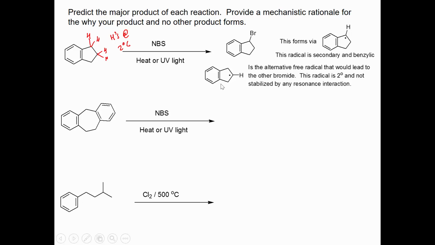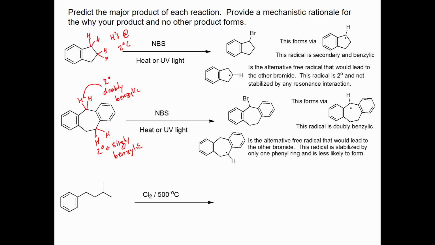All right, what about this one? This next one, we have a set of hydrogens here that we could call secondary and doubly benzylic, because they're benzylic relative to both rings, whereas hydrogens here are secondary and singly benzylic. They only have a benzylic relationship to one ring here. All right, we're going to see that this compound right here is in fact going to be our major product.